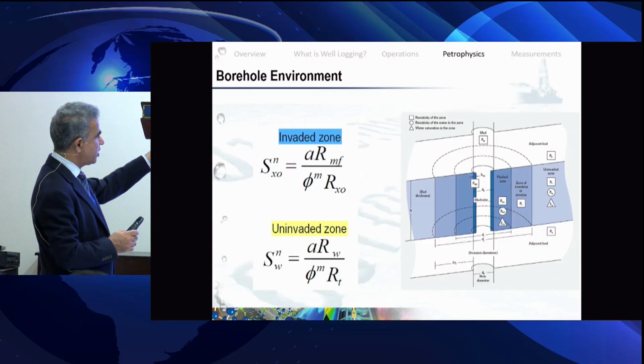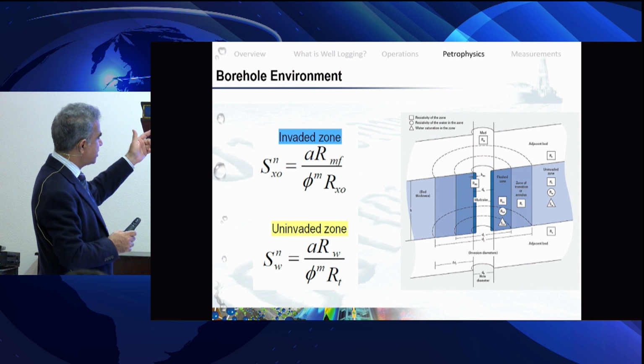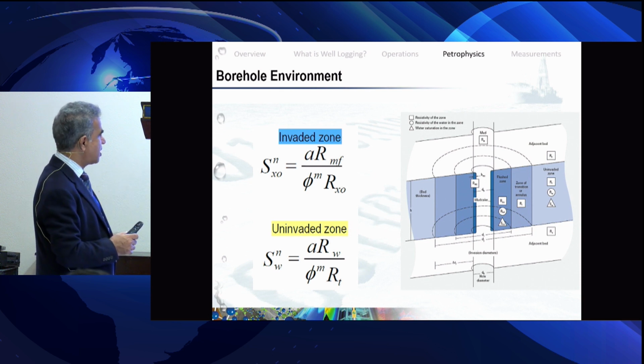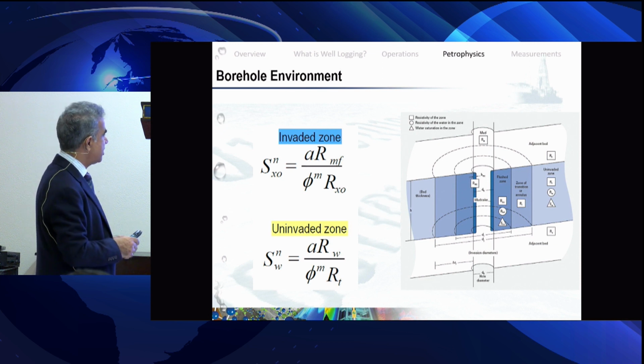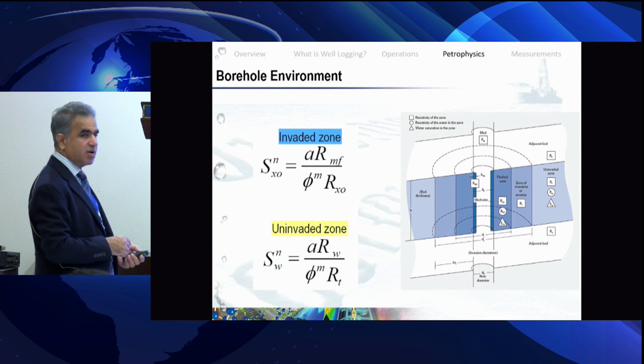So flushed, transition, and unadvated zone. So an unadvated zone resistivity saturation equation has different mnemonics than unadvated. Instead of SW we called SXO. Instead of RW we called RMF, resistivity of mud filtrate. And instead of resistivity RT we called RXO, shallow resistivity, instead of deep resistivity.